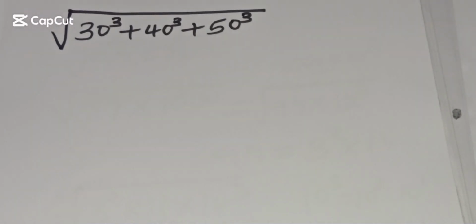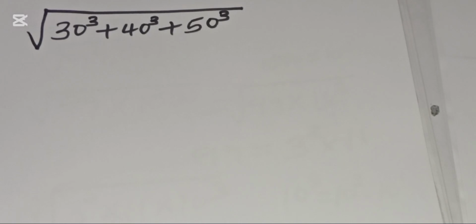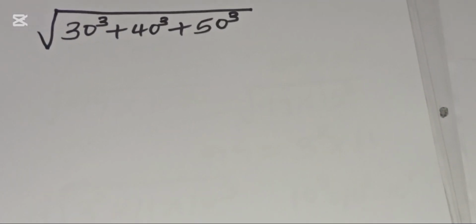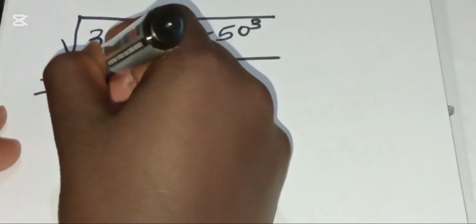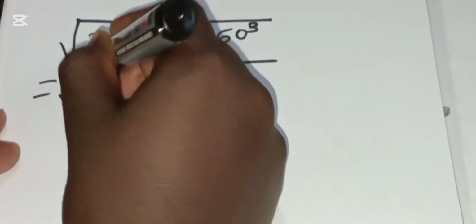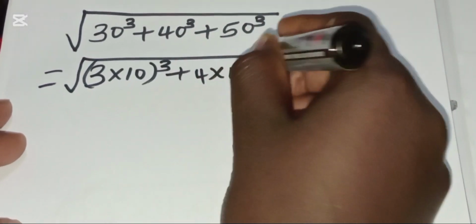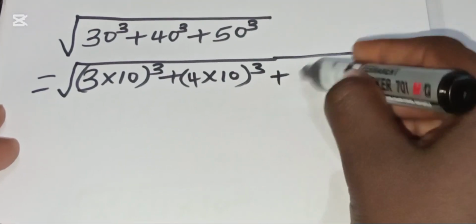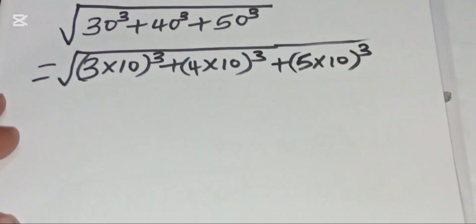Hello YouTube family, let's provide a solution to this nice square root math problem, which is the square root of 30 cubed plus 40 cubed plus 50 cubed. So we can write this as 3 times 10 raised to power 3 plus 4 times 10 raised to power 3, plus 5 times 10 raised to power 3.